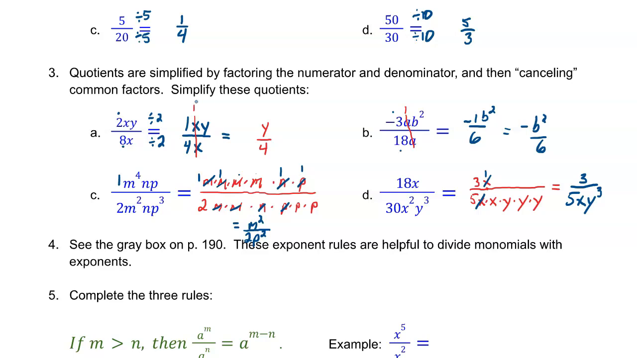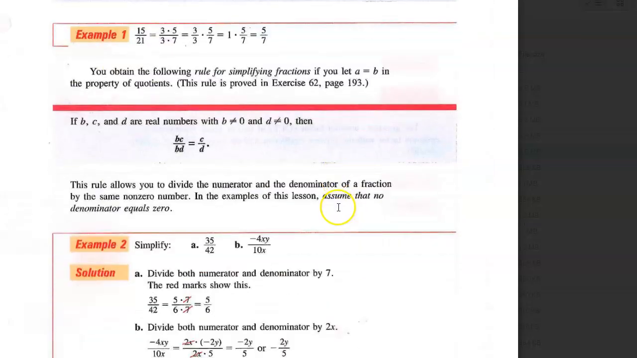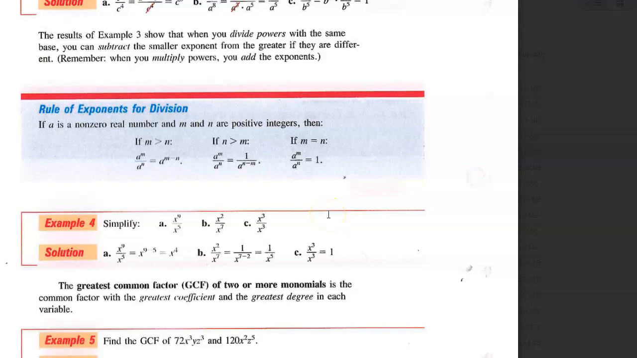Number 4 says, see the gray box on page 190. These exponent rules are helpful to divide monomials with exponents. So here is the Chapter 5, Lesson 2 textbook, and scrolling down, we can find the gray box on page 190 that it refers to. Here it looks a little bit like a bluish gray color right in the center of the screen.